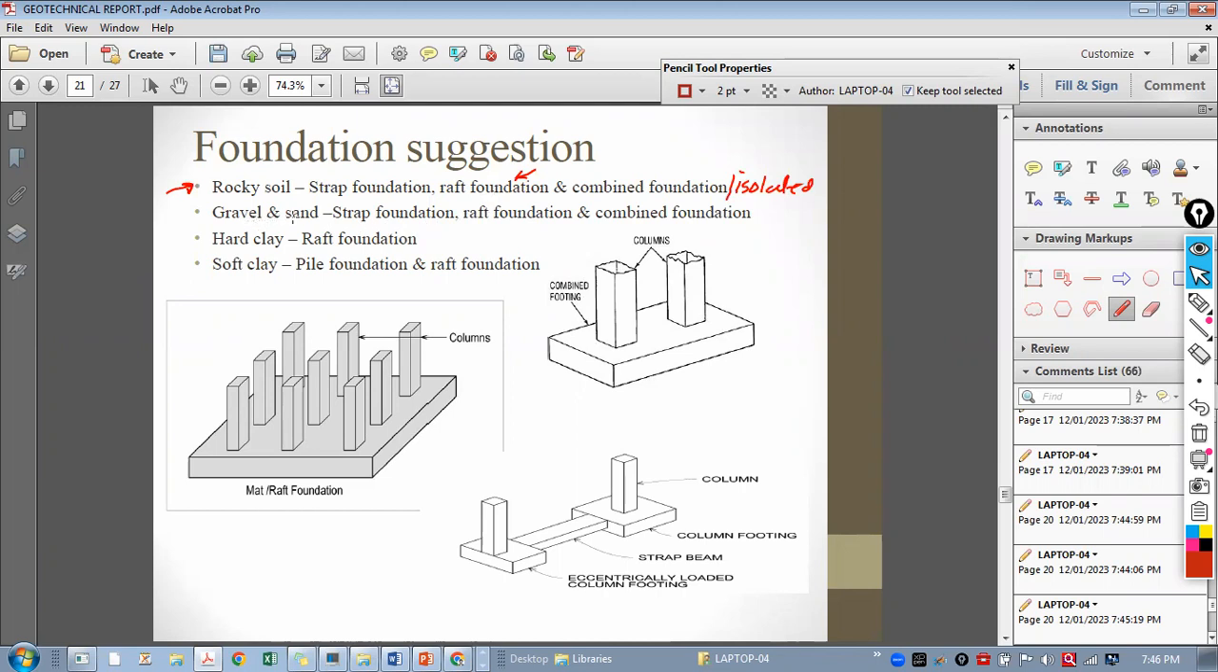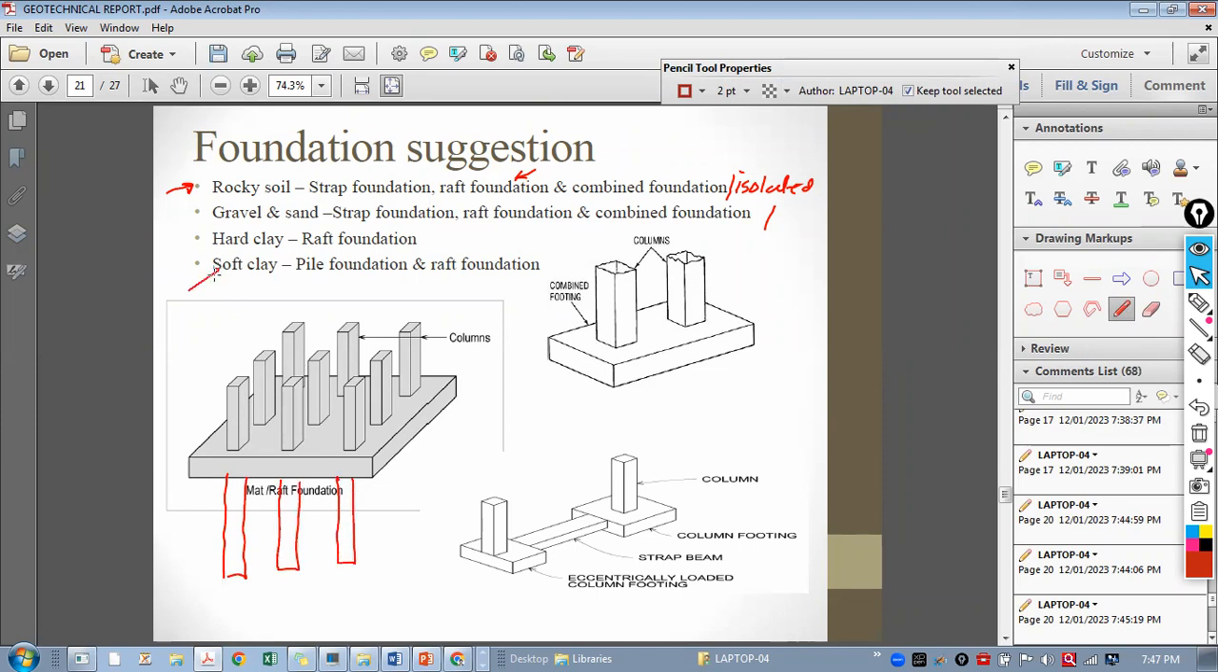Then in gravel or sand, which is a medium strata, you can have isolated, combined, raft, strap. In clay, we can go for raft and pile also. If it is hard clay, then you can think of only raft, no need of pile foundation here. And if it is soft clay or black cotton soil, then pile foundation and raft foundation, either individual or combined. We can have a hybrid system also. Hybrid means we provide a raft, mat or raft, and we also provide piles below that. So this is a hybrid system, raft plus piles.